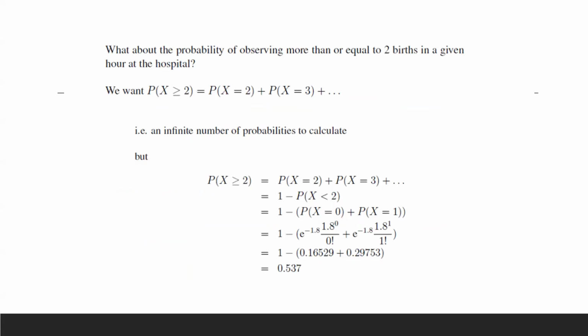Okay, second part. What about the probability of observing more than or equal to two births in a given hour at a hospital? This one is the same. Earlier we found the probability for a particular value. Now here it is asking about more than or equal to.